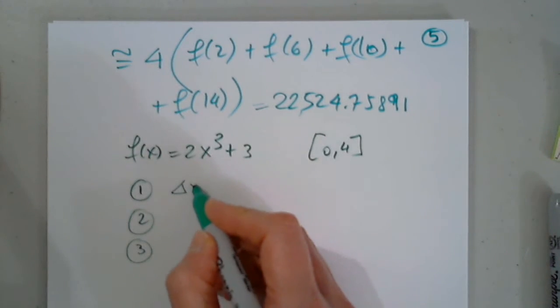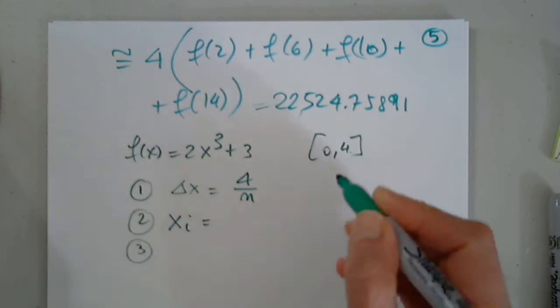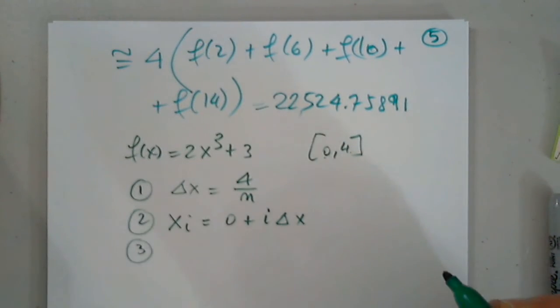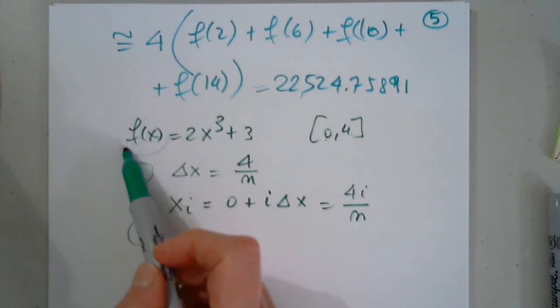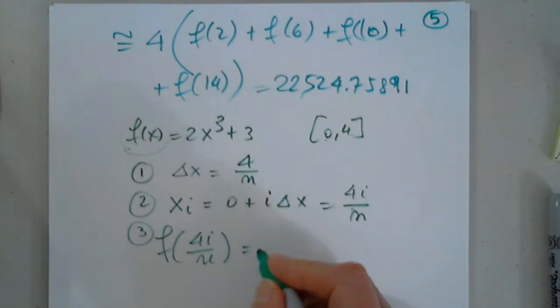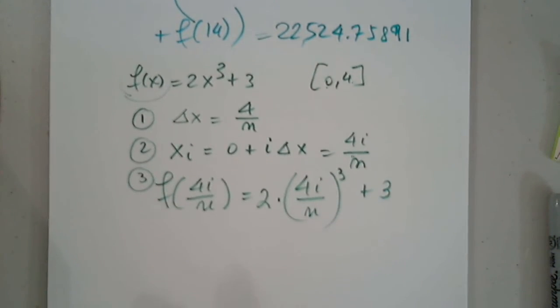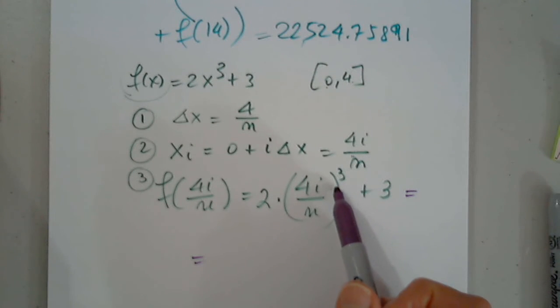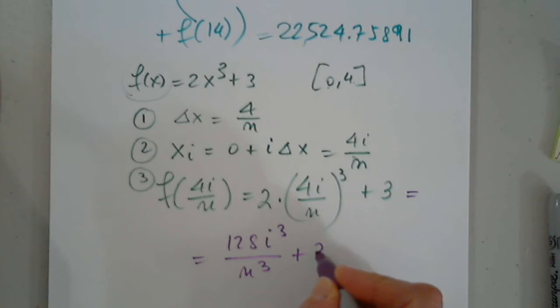The first prep is delta x, which is 4 minus 0 over n. The next prep is xi, which is 0 plus i delta x. But since it's 0, this is 4i over n. And now I have to determine f of xi, f of 4i over n, which is 2 times 4i over n to the third, plus 3. So then 4 to the third is 64, 64 times 2 is 128, i to the third over n to the third, plus 3.